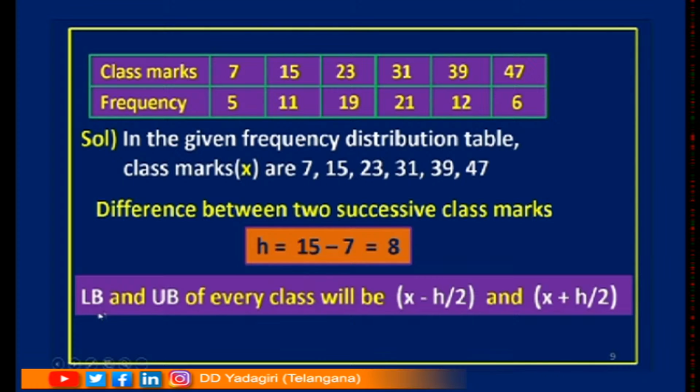Now the lower boundary and upper boundary of every class will be x minus h by 2 and x plus h by 2. So lower boundary is x minus h by 2. Upper boundary is x plus h by 2. What is x? Yes, it is the class mark. Children, what is h here? 8. If I take h by 2, what will I get? 8 by 2 which is equal to 4.